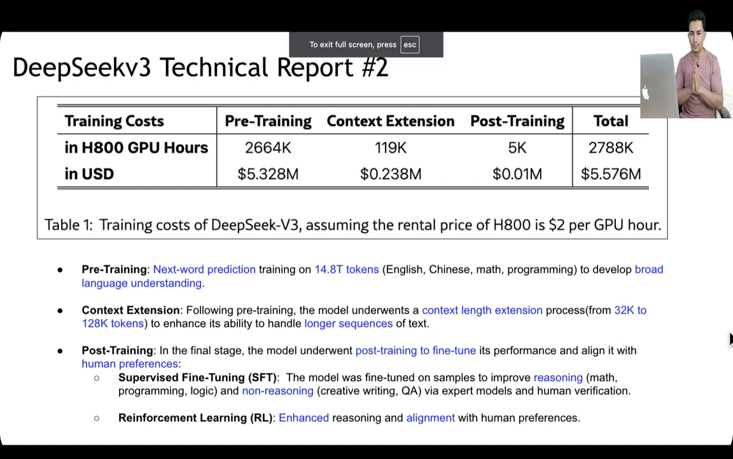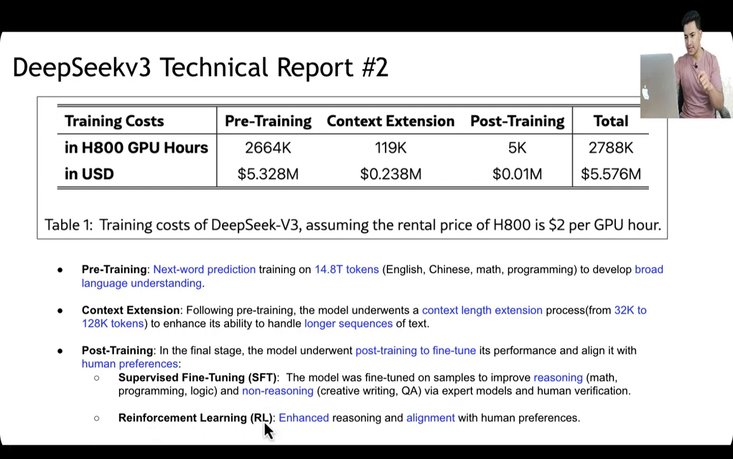Then there is post-training, where the alignment towards more human preferences happens. The model is first trained through supervised fine-tuning and then reinforcement learning. In supervised fine-tuning, the model is tuned on samples to improve reasoning, like question answering datasets, maths, programming logic, and non-reasoning questions like creative writing and question answering, using expert models and human verification.